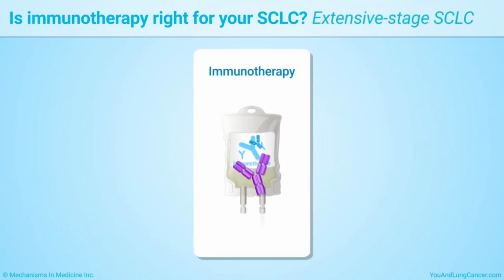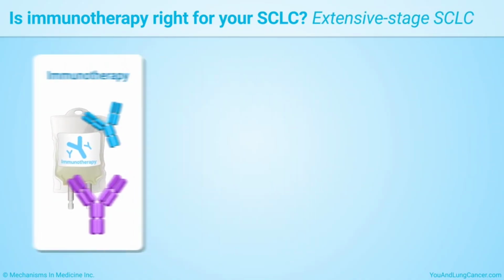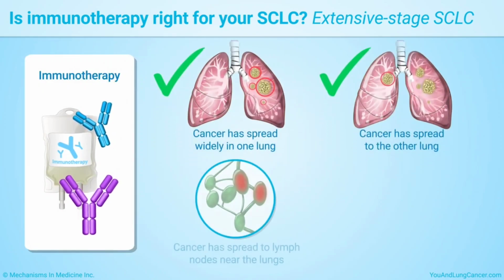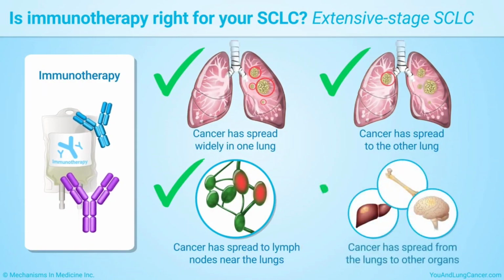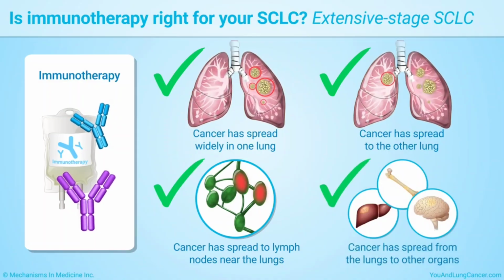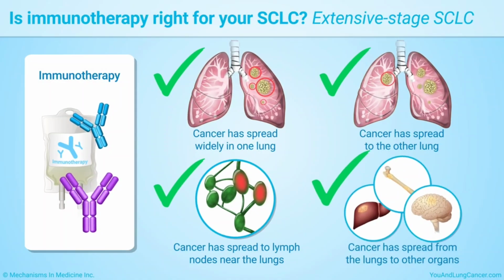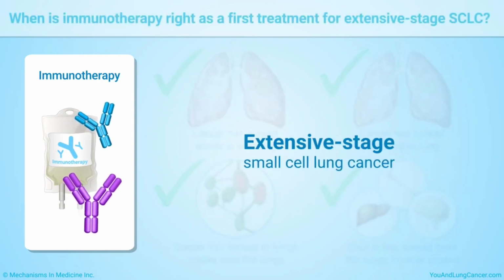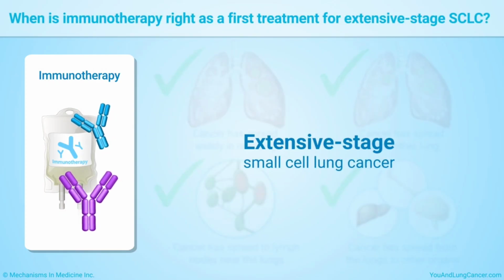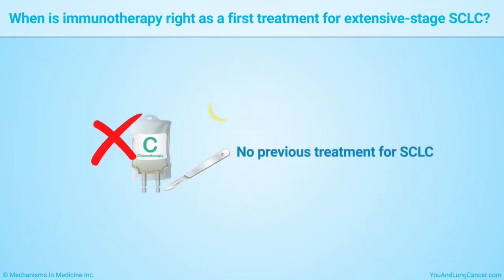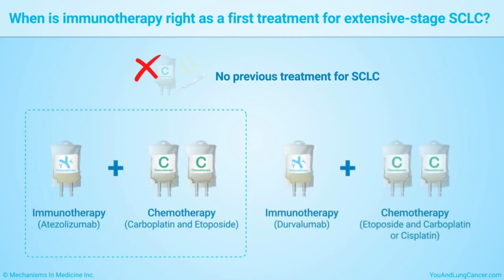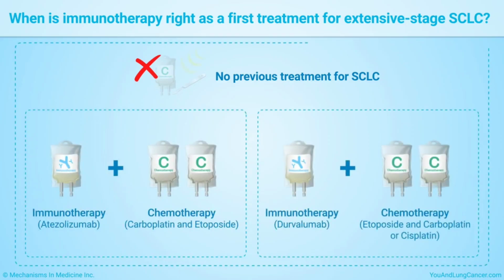Your doctor may recommend immunotherapy if your cancer has spread widely in one lung, to the other lung, to lymph nodes near the lungs, or from the lungs to other organs. If your cancer has spread in any of these ways, it is called extensive stage small cell lung cancer. If you have extensive stage small cell lung cancer and have not been treated for small cell lung cancer before, your doctor may recommend that you start treatment with a combination of immunotherapy and chemotherapy drugs.